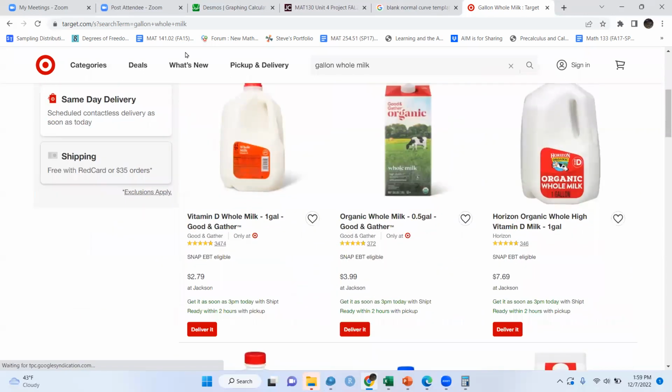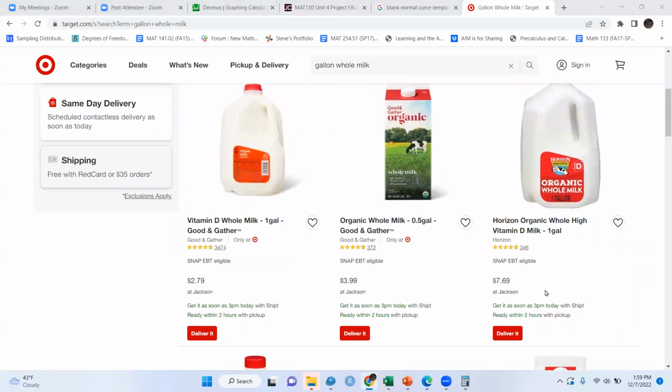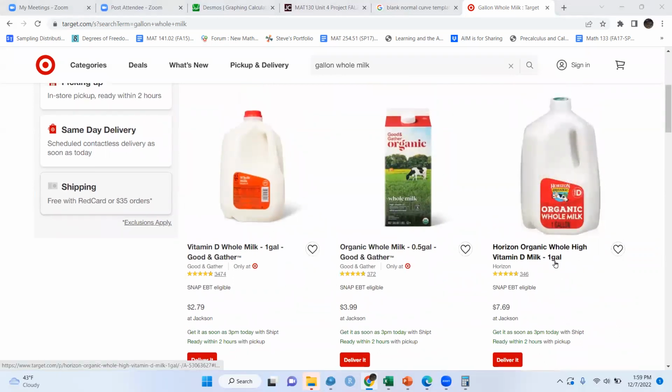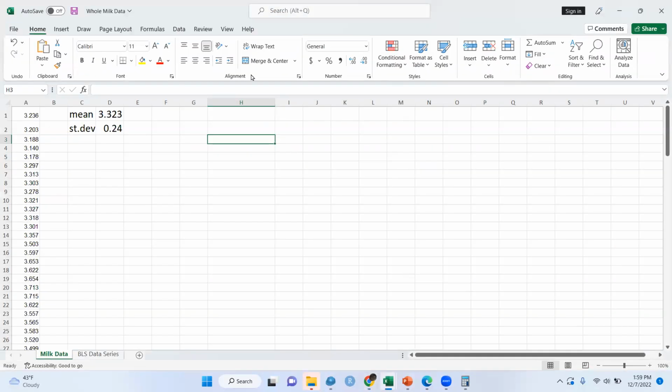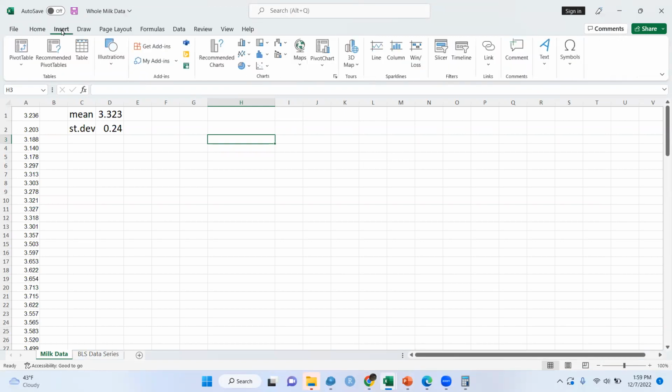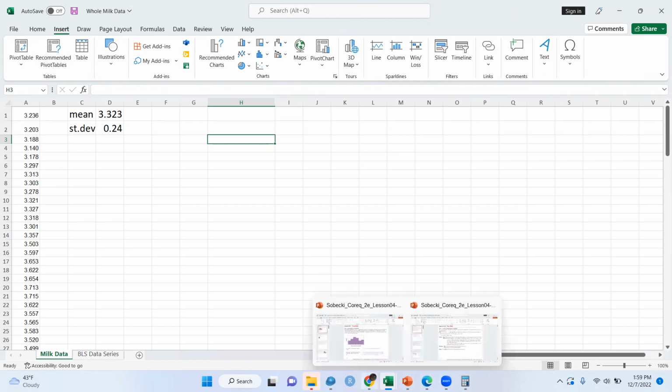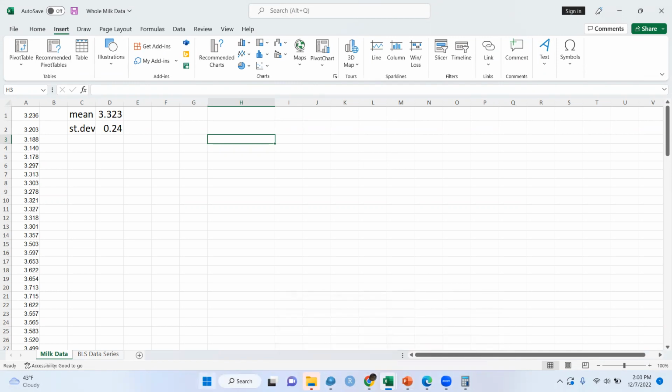Okay, so this whole milk is going for $2.79. Wow, $7.69. Yikes. So if you haven't figured out how to do a screenshot, you can use the Insert option. Come on now, computer, figure it out. Insert, and where is it? Screenshot, screen clipping. I guess this one doesn't like doing it. Word will do it.